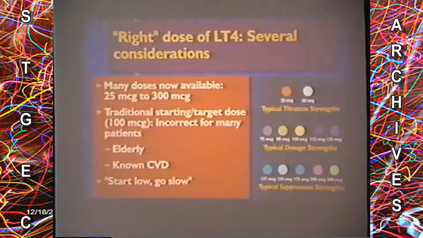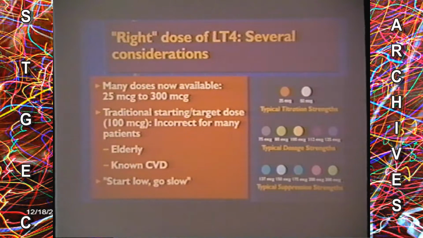Okay. Now, this says right dose of LT4, with several considerations. There are many different strengths from 25 to 300 micrograms. And the reason why they have so many strengths is because each person is different. For some, this is enough. For some, this may be too much. Okay. Now, very important, the standard dose is shown in this middle panel. That's about 75 to 125 micrograms. Okay, so in an otherwise healthy adult, that would be about the average range.